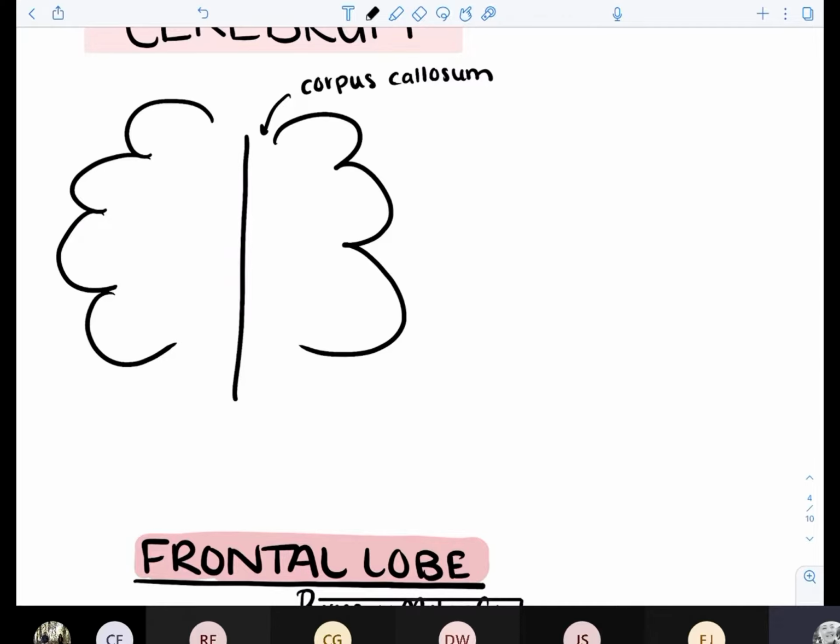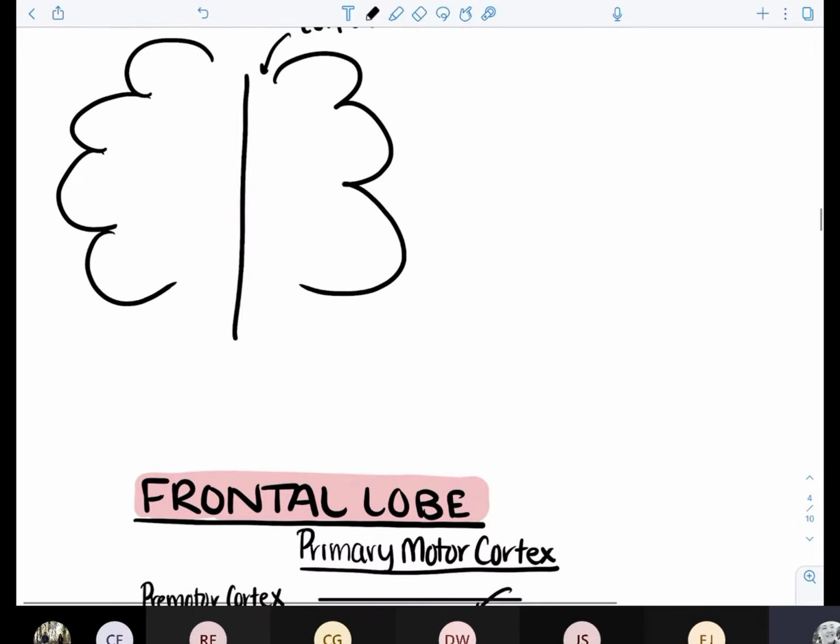Parts of the corpus callosum. But we have these two different hemispheres. So these are our hemispheres. And we just learned that separating our two hemispheres is going to be the falx cerebri. We're also going to find that information on this side.